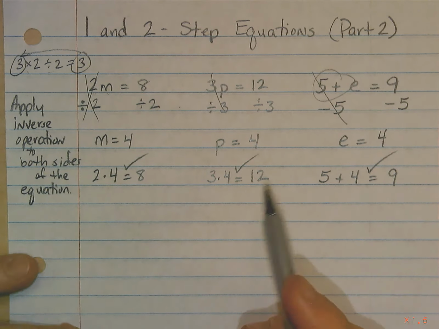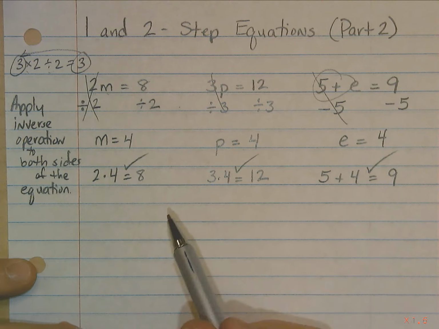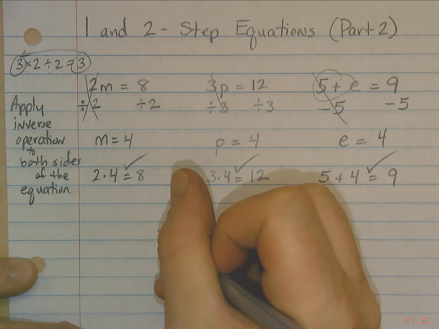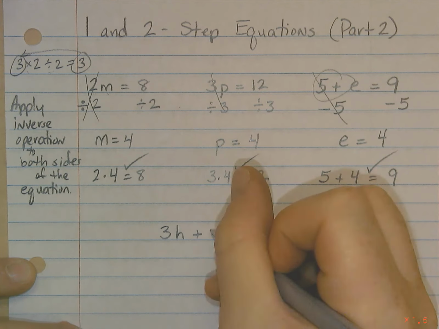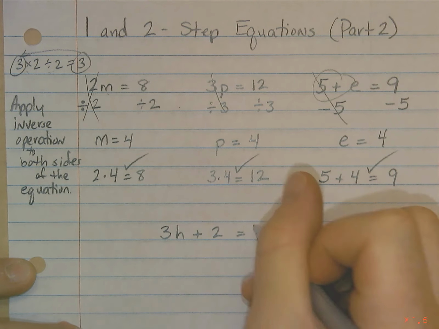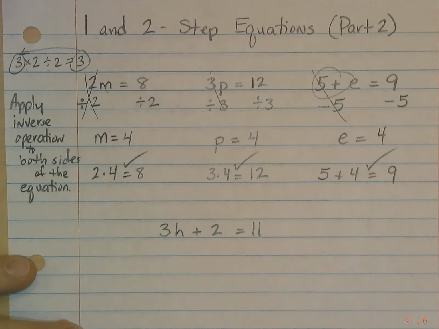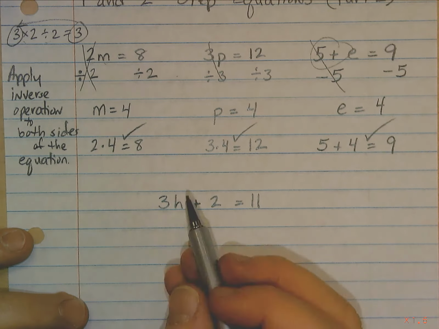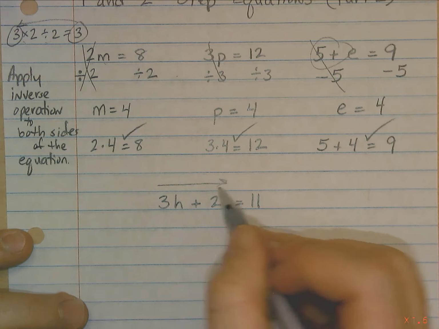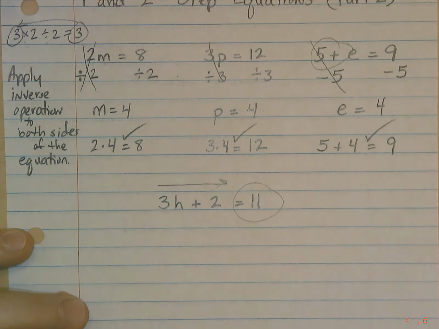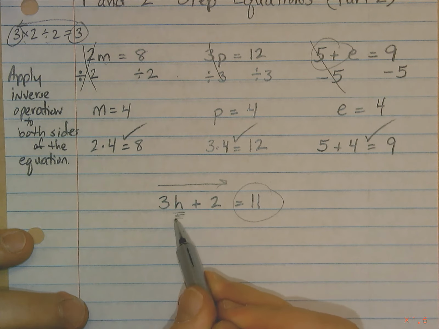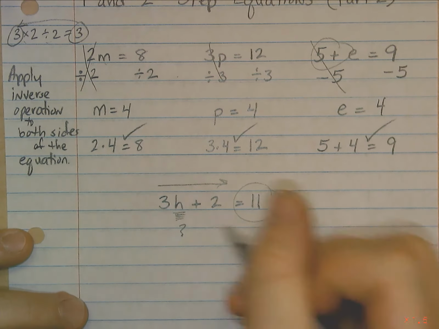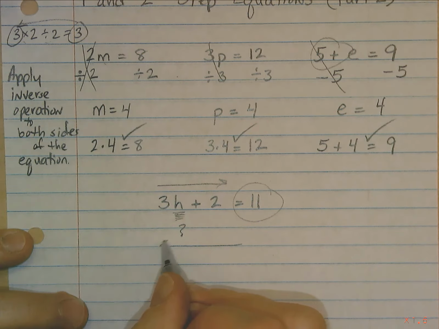Two-step equations, much like what we talked about earlier in the first video, was 3h plus 2 equals 11. Just using that same equation. So remember, using order of operations to solve it, we go this way. We know the answer is 11. That's not what we're looking for. We're looking for part of the problem. Part of the problem is h. What is h? So we're going to go this way in the order of operations.